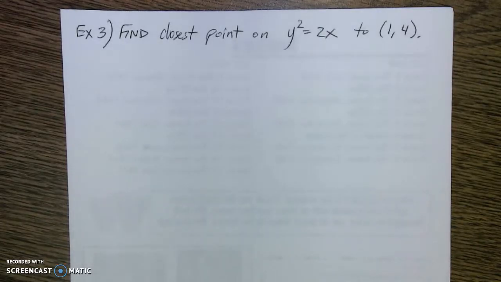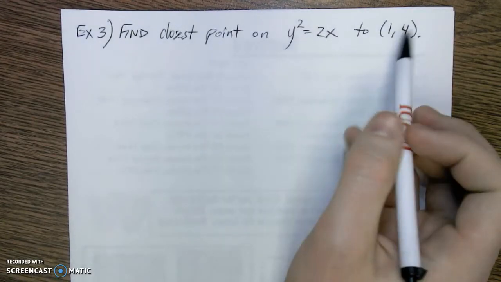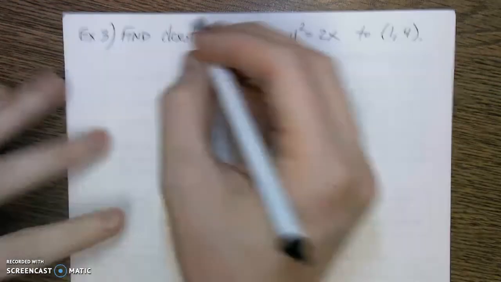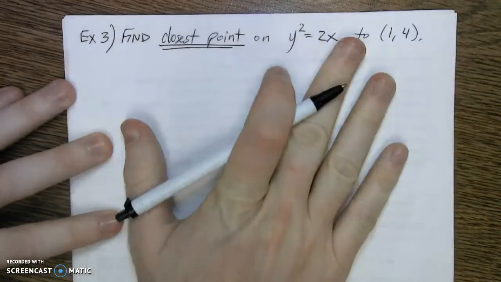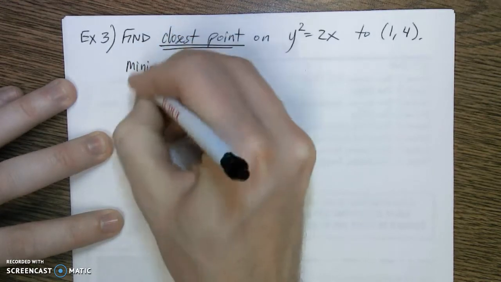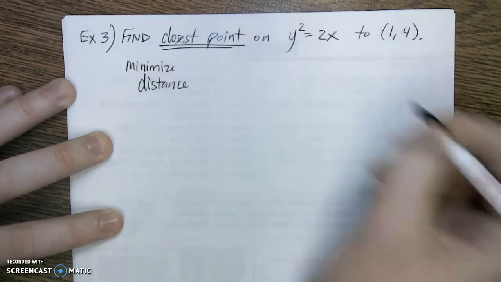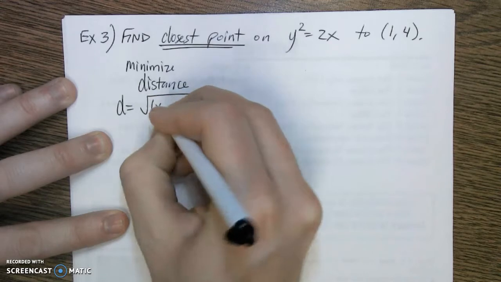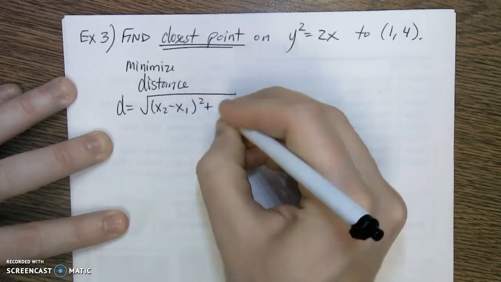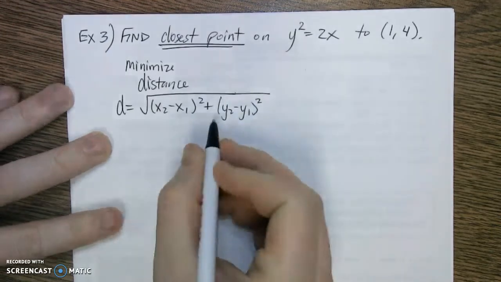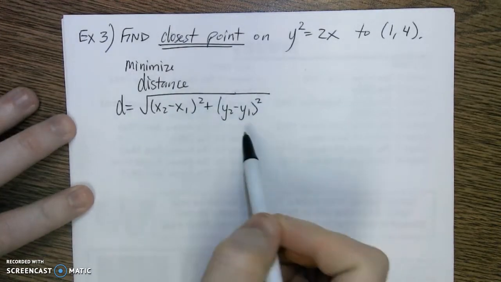In this example, they're asking us to find the closest point on this curve to the point (1, 4). So what we're trying to minimize, when they say closest, is the distance. And so we're going to need our distance equation for this. So we've got distance equals the square root of (x2 minus x1) squared plus (y2 minus y1) squared. They don't give you the equation, but when they say the word closest, this is what they're implying.